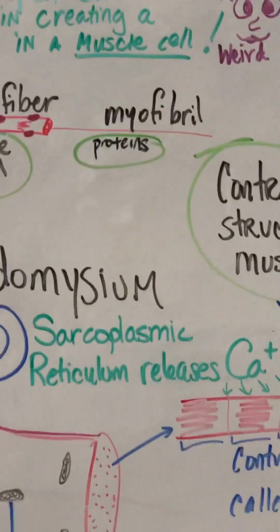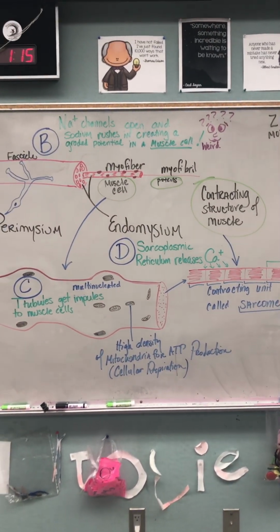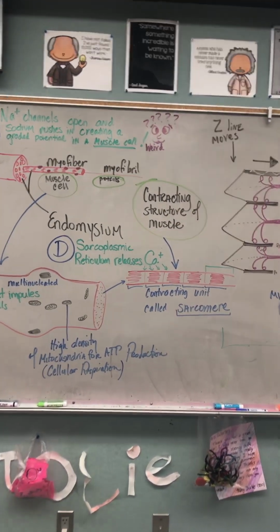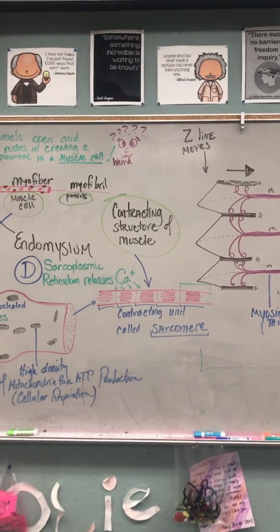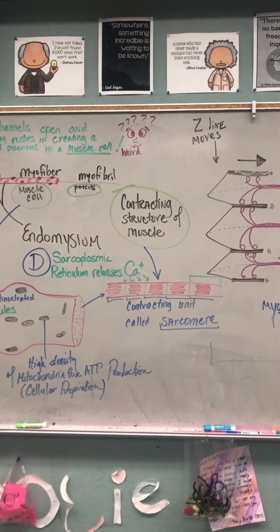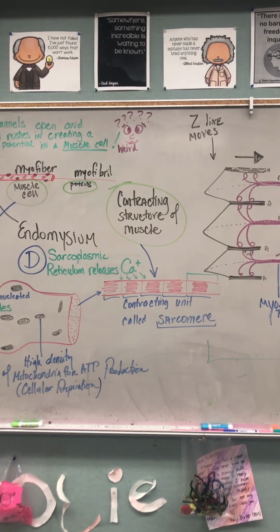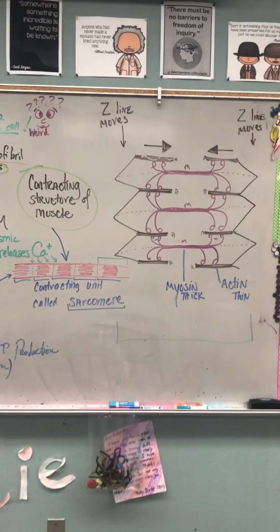So let's go ahead and zoom out and let's take a look. So in our singular muscle cell down low, you can see this banding pattern. The banding pattern is made of the contracting structures called sarcomeres. Sarcomeres are what our last little section is about, which is this image here.